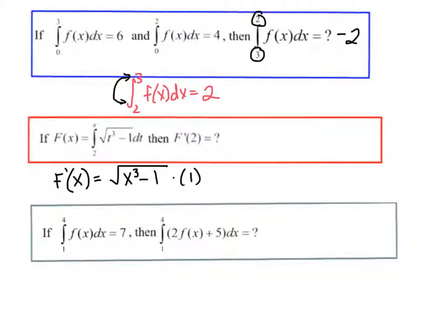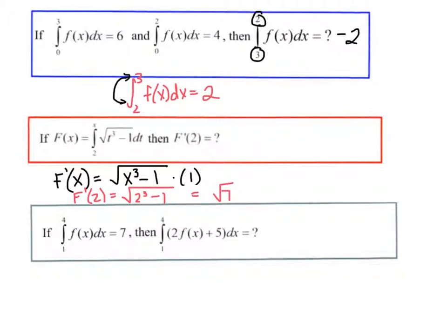If instead it were something like the sine of x, then I would put sine in place. So I'd have sine cubed minus 1, and then I multiply by the derivative of sine, which would be cosine. So it's just something to be careful of and remember. It, of course, doesn't really make a difference here because the derivative of x is 1. Now we plug in 2. So f prime of 2 is square root of 2 cubed minus 1. So the square root of 7 is our answer.